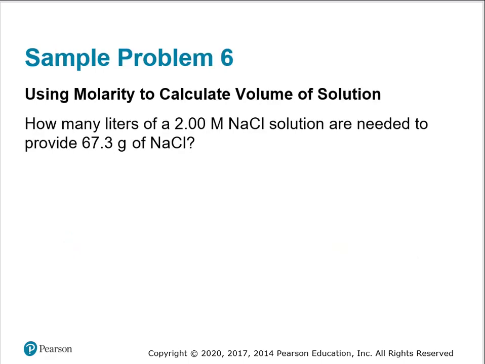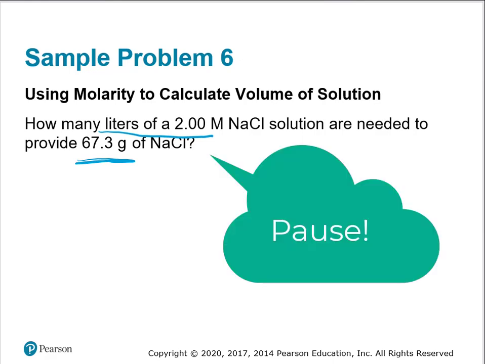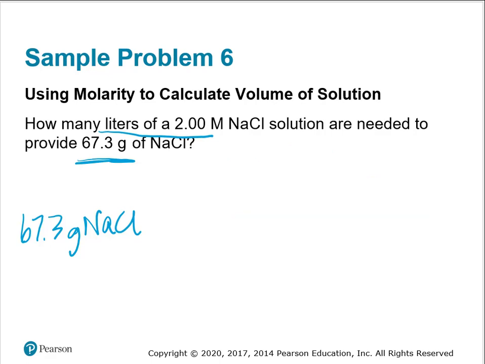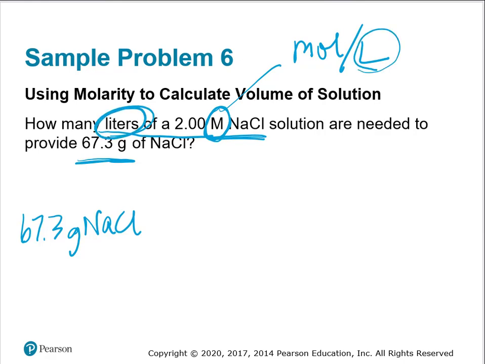Can you work backwards? We want to know how many liters of a 2 molar NaCl solution are needed to provide 67.3 grams of sodium chloride. Pause the video. The first thing I noticed was that I'm told that I have a 2 molar NaCl solution, and that capital M means moles per liter, and we want to know liters, so we want to find out the denominator.